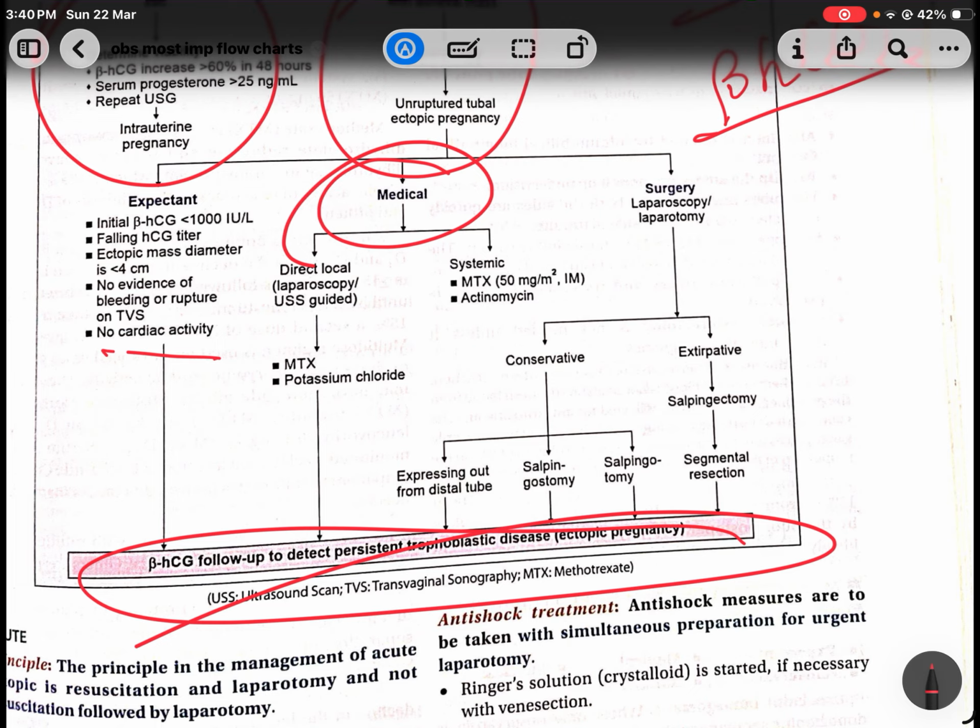So knowing these things is fine, but again revise it a day before the exam. Revise the management part of ectopic pregnancy tomorrow itself, because you have 3 days time, so that you don't forget. That's what I wanted to say.